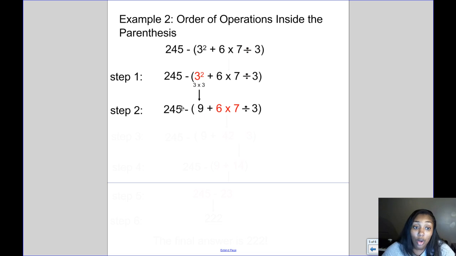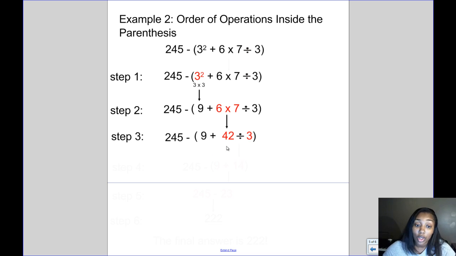So now we know that this equals 9, and we're still not done with the parentheses yet. We still got some more stuff to do. So then we've taken care of the 9. So now the next thing is we've got to take care of the multiplication. So we've got to do this 6 times 7 next. And we know that 6 times 7 gives us 42. So then 42 becomes our next number inside of the parentheses. Again, I'm going to bring everything else down. I'm going to bring the 9 down. I'm going to bring down the divided by 3. And I'm going to bring down the 245.